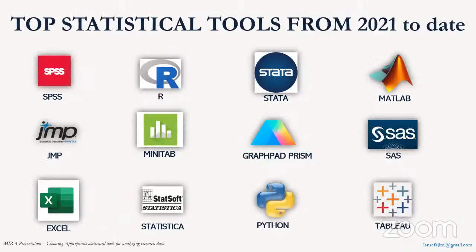Let's go. So these are the top 12 from 2021 to date. These are the most common statistical tools that have been used in research. The first one is SPSS. I'm very sure some of you are familiar with SPSS. It's an acronym for Statistical Package for the Social Sciences. I will explain what it does in front. Out of this, I'll just briefly explain 3 of them that I know people use very well.